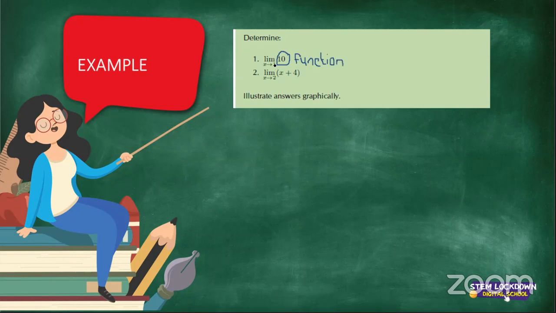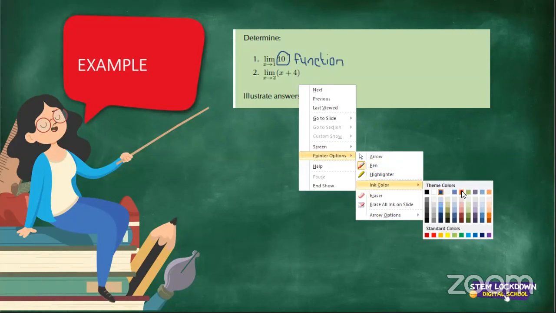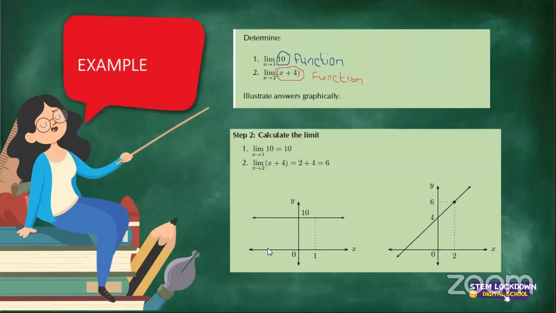We are interested in what happens as x gets closer and closer to the value. And then in the second one, we are asked for the limit as x approaches 2 of this function. So this is also our function. Let me write. So this is also a function.